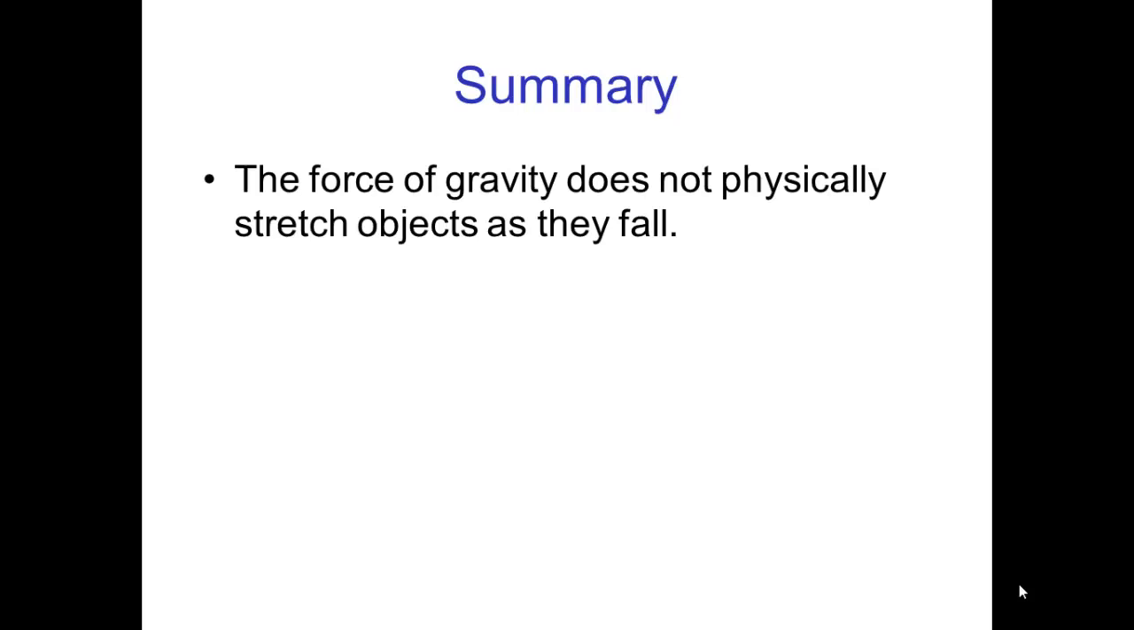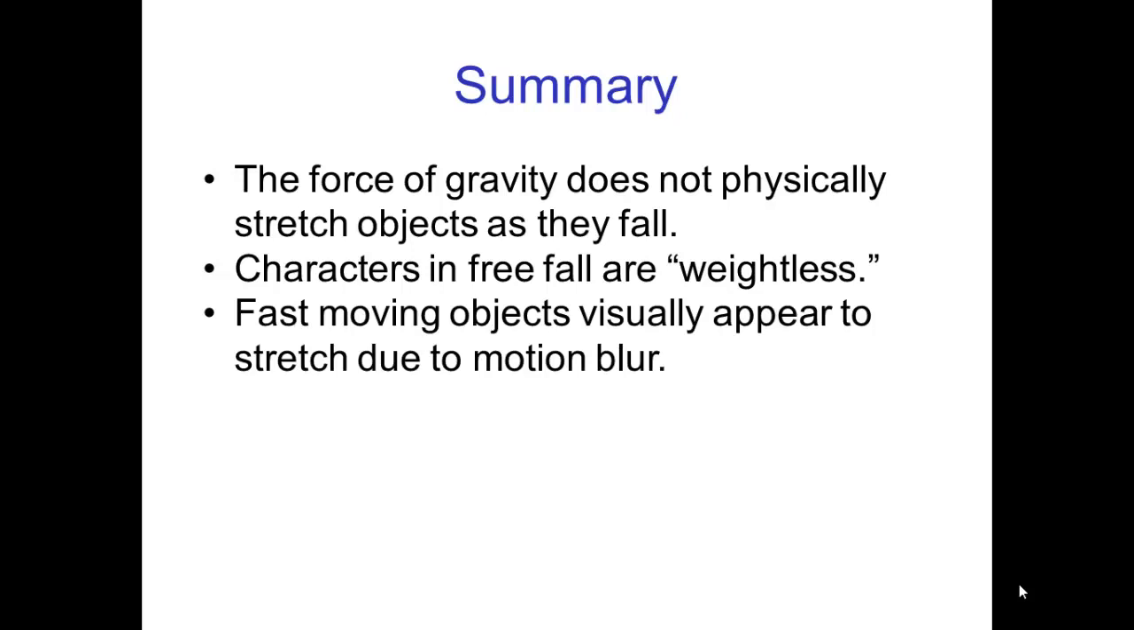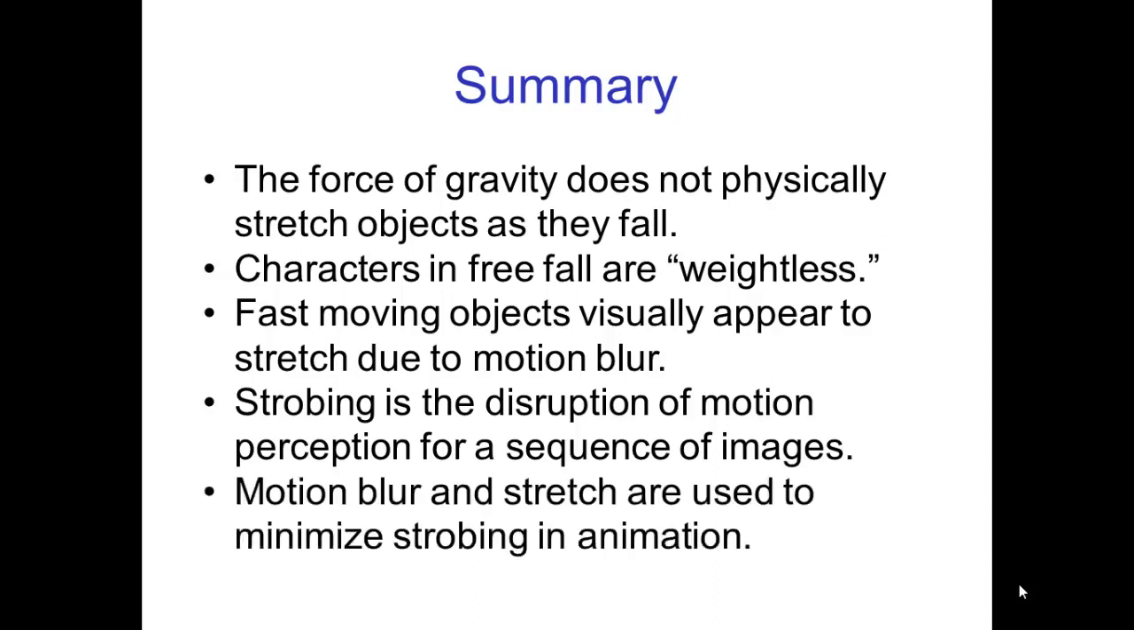In summary, the force of gravity does not physically stretch objects as they fall. Characters in freefall are weightless. Fast-moving objects visually appear to stretch due to motion blur. Strobing is the disruption of motion perception for a sequence of images. Motion blur and stretch are used to minimize strobing in animation. So the next time you're watching animation, look for stretch and think about how and why it's used.